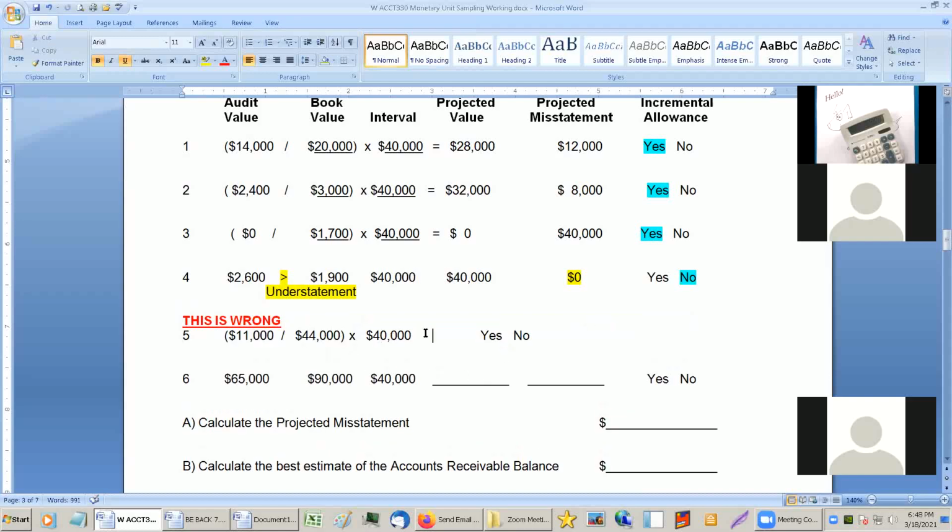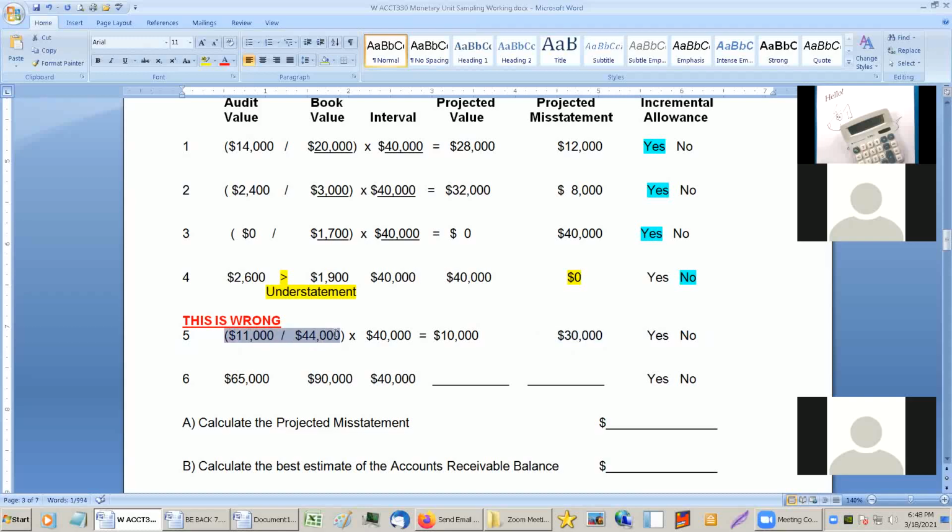Okay, so I would say, okay, this is 11,000 divided by 44,000 ends up being 0.25 times 40,000 equals 10,000. And so I'd say, okay, the projected misstatement is 30,000, right? Okay. So say, okay, well, what's wrong with that? Well, if you look at this one, we're saying that the projected misstatement from this is 30,000.